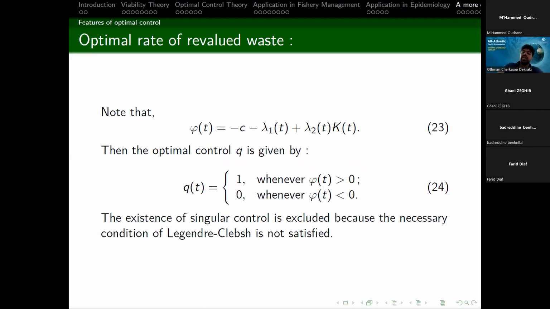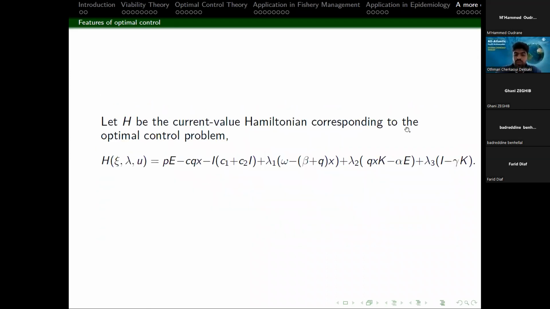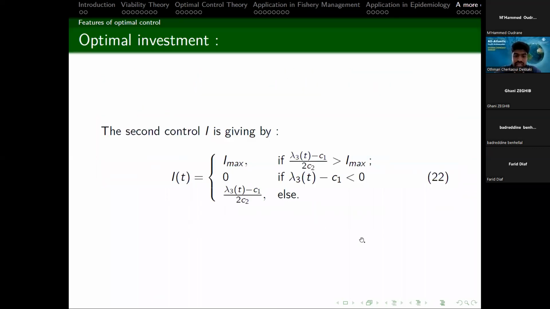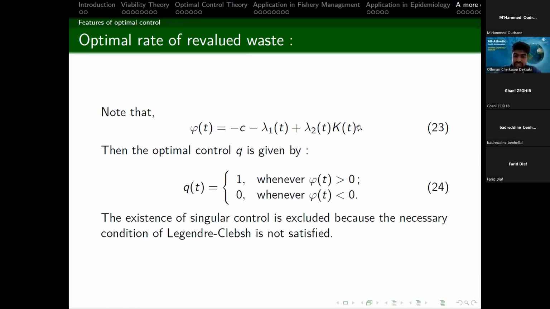What happened with the other one? I mean Q. What happened is when we derive this Hamiltonian with respect to Q, we have only one Q, so it disappears. When it disappears, we will have the differential of the Hamiltonian with respect to Q equal to such function, phi t. And now this phi t, if it's positive, we're gonna state that the Q should be equal to 1. When it's negative, we're gonna state that the Q of t is gonna be negative.